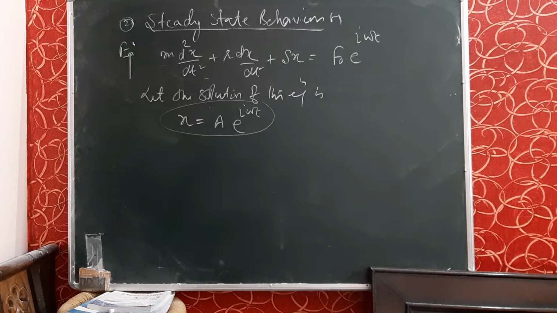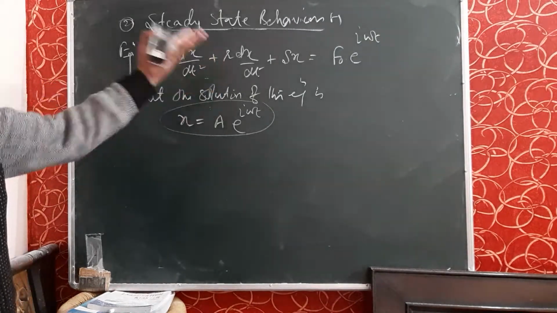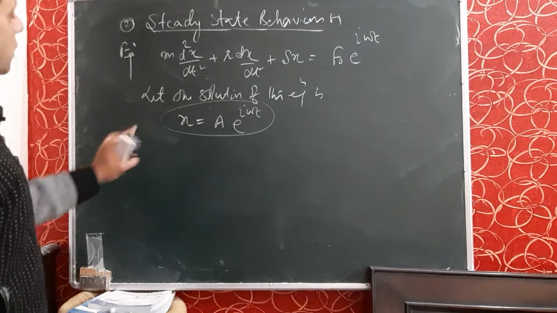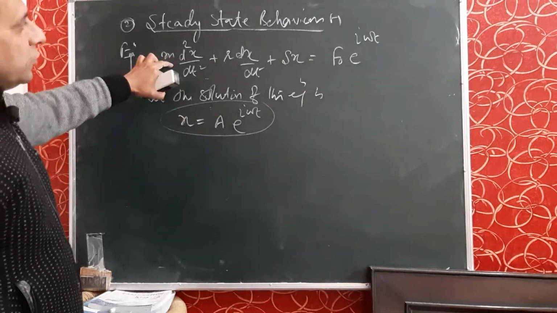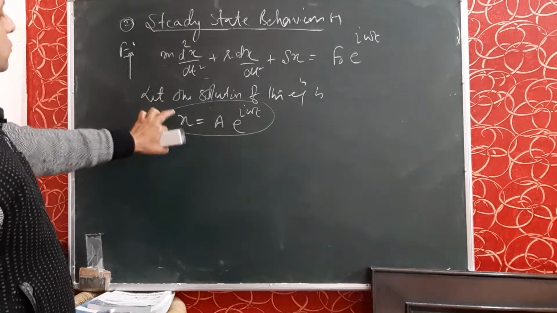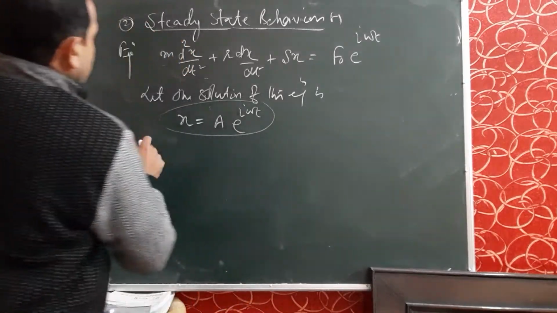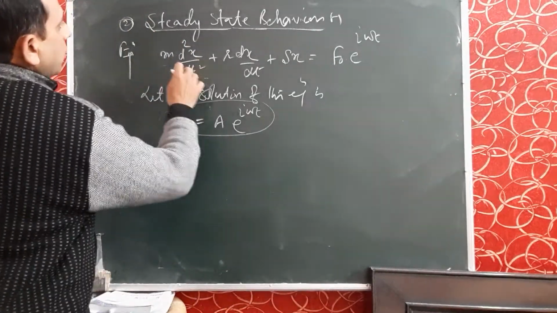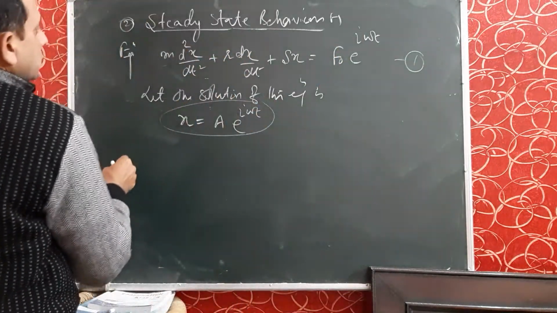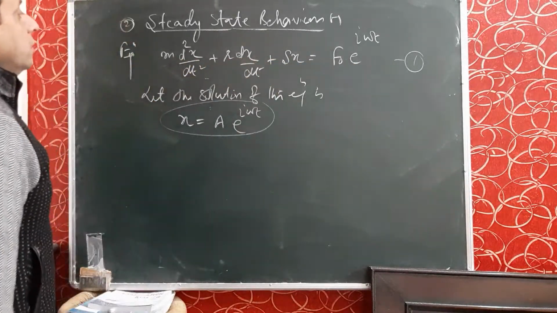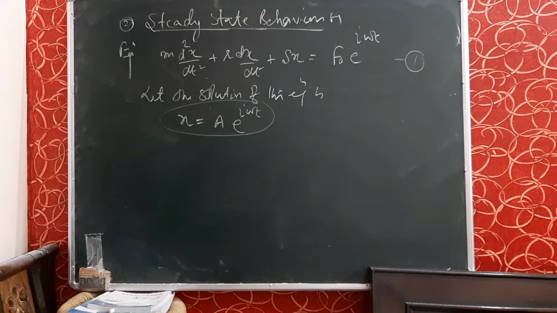So, why is this type of solution assumed? Because it is a second order differential equation and the solution is also very complicated. So, this is the solution, you have to remember it. Now, if this is the solution of this equation, then this solution must satisfy the above equation, that is equation number 1. So, we have to put this value of x in this equation and finally, we will get the answer.